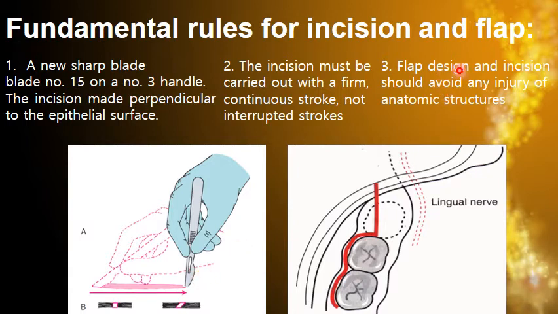The flap design and incision should avoid any injury to an anatomic structure. So, if I want to remove an impacted lower eight, I should not do a lingual incision. Why? Because a lingual incision will cause severance of the lingual nerve and lingual artery. I must always use a buccal incision. This is one example, and the important thing is to avoid any injury.